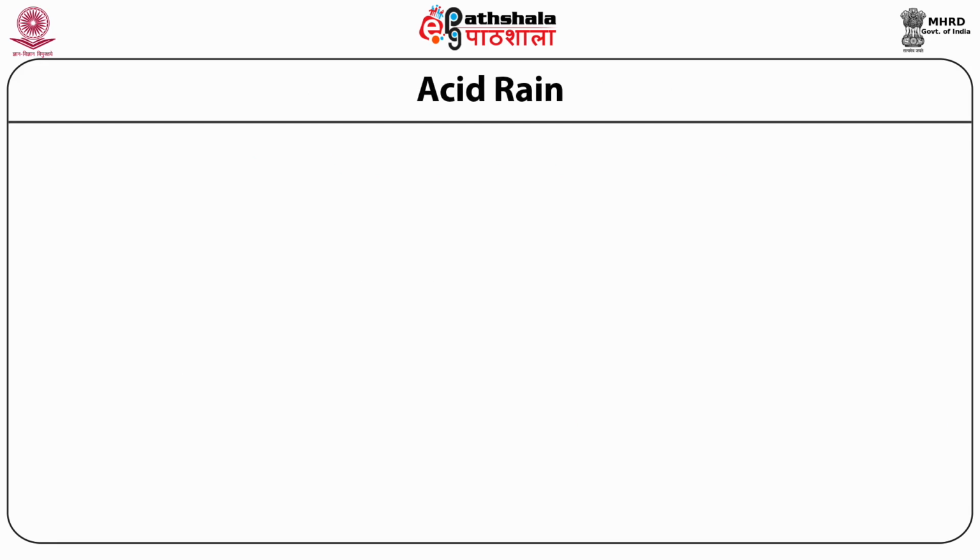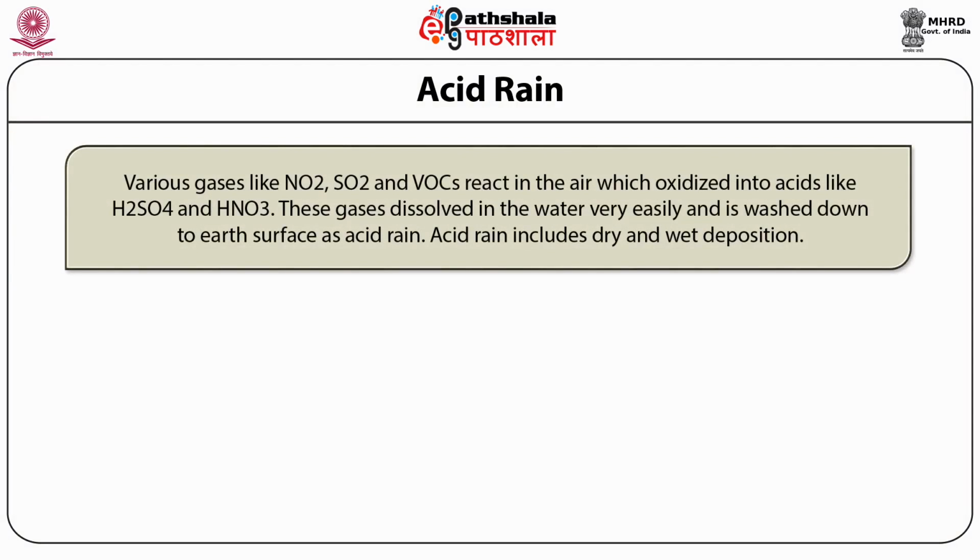Acid rain. It refers to several ways in which acids from the atmosphere reach the surface of the Earth. Various gases like nitrogen dioxide and sulfur dioxide are generated from the burning of coal and petroleum. These gases are highly reactive in the air and oxidize into acids like sulfuric acid and nitric acid. These gases dissolve in water very easily and are washed down to the Earth's surface as acid rain.